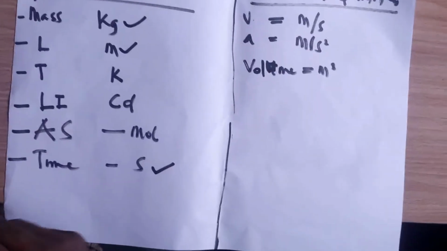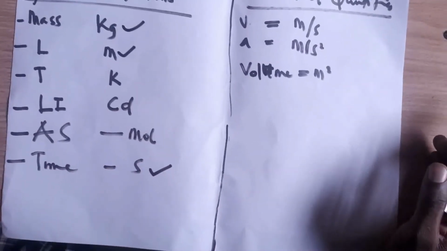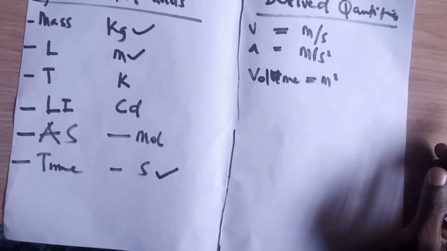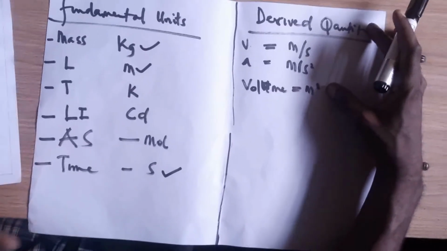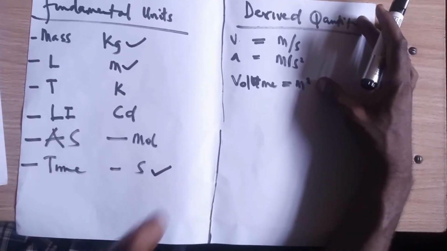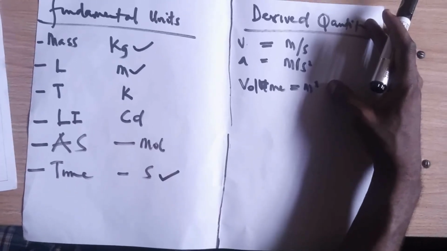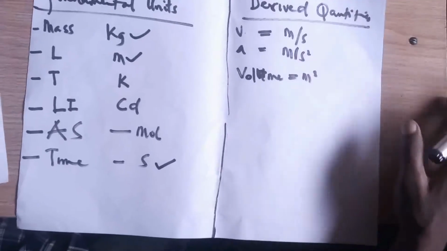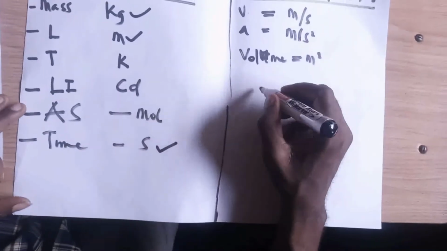So these and many more, we have thousands of derived quantities out there. What is important is that fundamental quantities have a basic definition. They do not have their definition dependent on any other quantities, while derived quantities are otherwise called dependent quantities. That means their definition is dependent on other quantities. So those are the units that we have. Then the next thing we are going to look at is the prefixes.